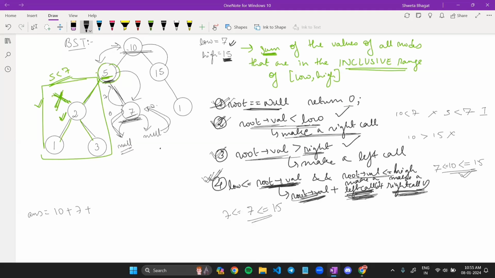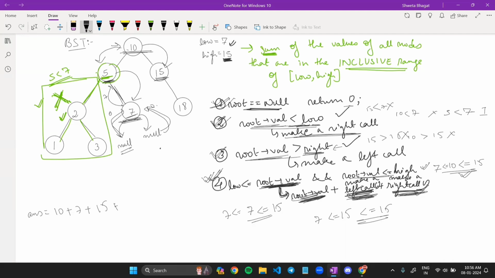Okay. Now we'll come to this node. Now we'll check, is this node null? It's not null. Now I'll check, is this value less than low? So is 15 less than 7? No. Now I'll come over here. I'll check, is 15 greater than 15? No. So we'll reach the fourth condition, which is 15 is greater than or equal to 7 and it's less than or equal to 15. So we'll add this root. So I'll get a 15 over here and we'll make a left call and a right call. Okay. Sorry, this would be 18 over here.